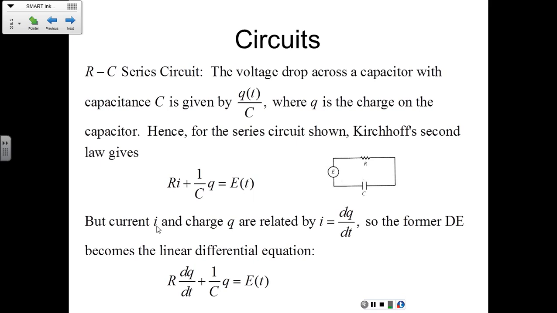Current I and charge Q are related. Look at this. It says current, which is I, is the derivative of Q with respect to t. With the problem I'm going to show you, we're going to come back to that rule in just a second. So the former DE becomes the linear differential equation. This is the model we're going to look at right here.